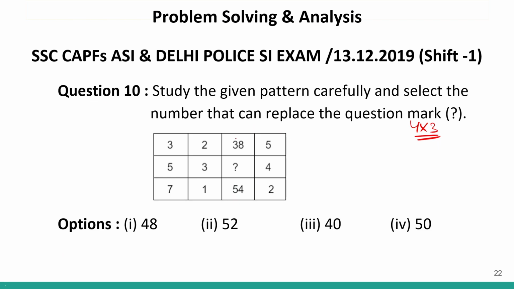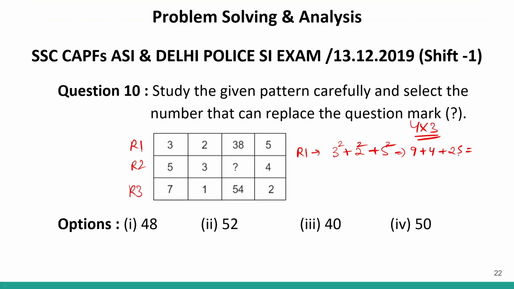Okay. Now, this is row 1, row 2 and row 3. If I look at row 1, 3 plus 2 plus 5 will give me, 3 plus 2, 5 plus 5 will give me 10. How is 10 related to 38? No. So let us try some other way. 3 square plus 2 square plus 5 square. So 3 square will be 9 plus 4 plus 25. And this will give me how much?